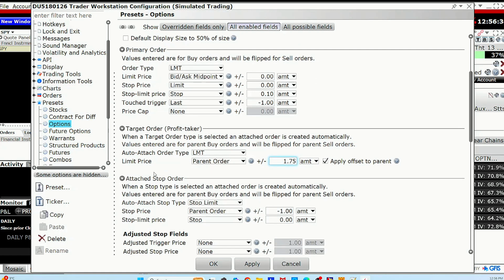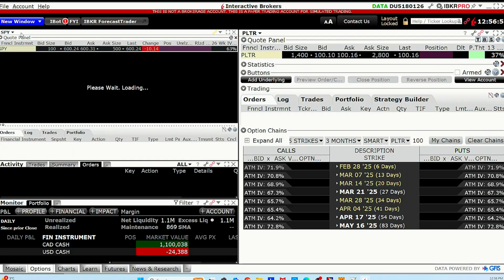So what does it do? When you are sending an order to the market, your primary order will attach all these three things: your stop loss order, your target price or profit taker, and your primary order, which is you buying or selling any options. You can do the same thing with stocks also. I can show you quickly how to do that. But when you apply this, you say okay, and then apply.